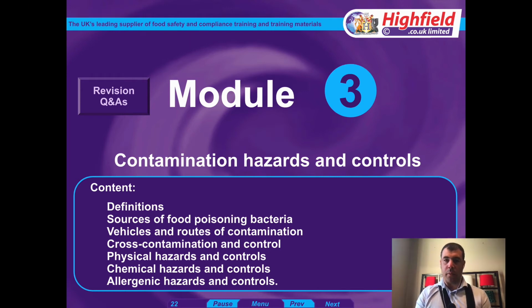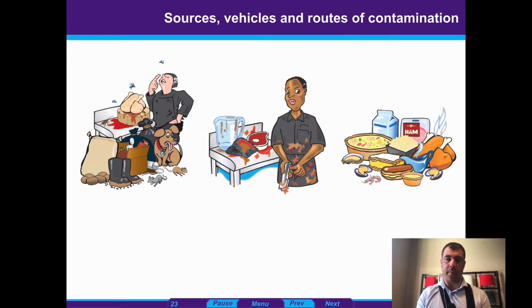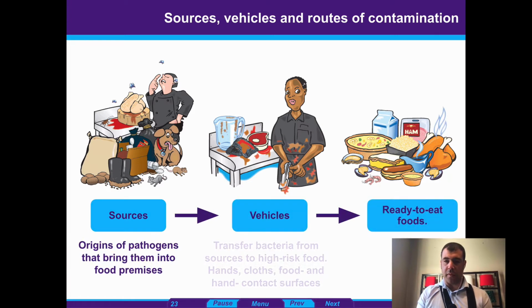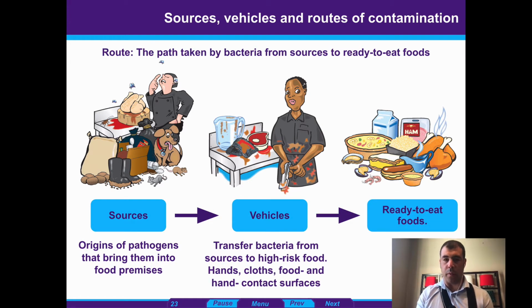Module number 3 will talk about contamination hazard and its controls. So how does the food get contaminated? Well, from the source, through the vehicle, onto ready-to-eat food. So the sources are the origins of the pathogens that bring them into the food premises.